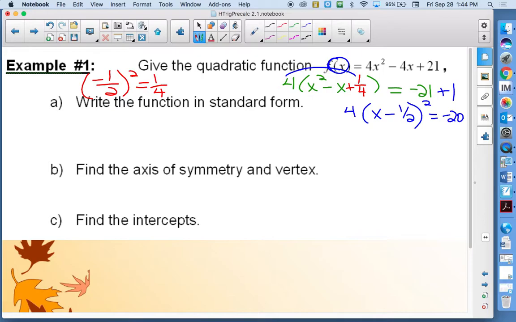So our goal is to write this in standard form. We're not going to simplify it, so we're going to write it in standard form, which says we should have f of x equals a times (x minus h) squared plus k. That's standard form. How can we get what we have into standard form?